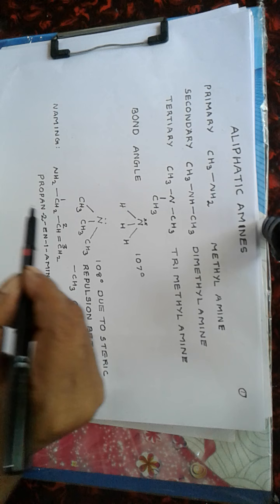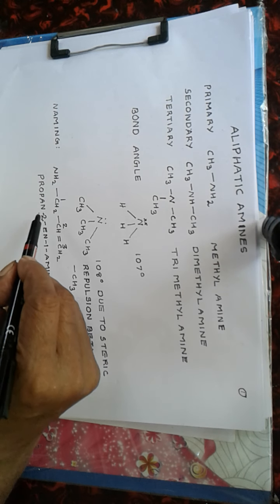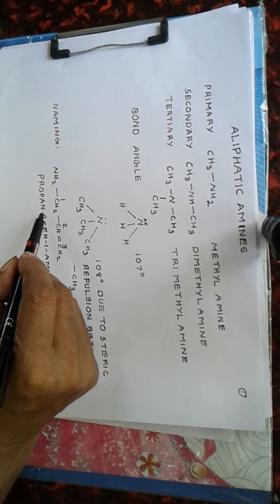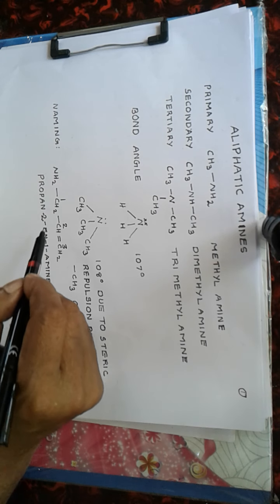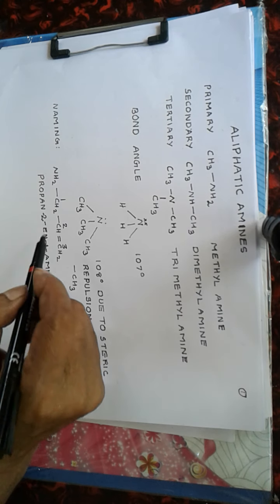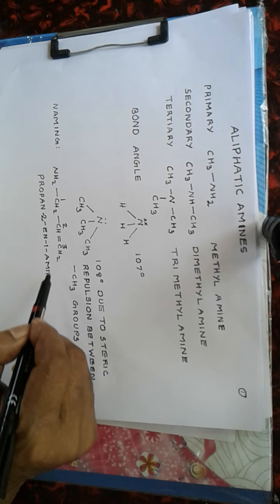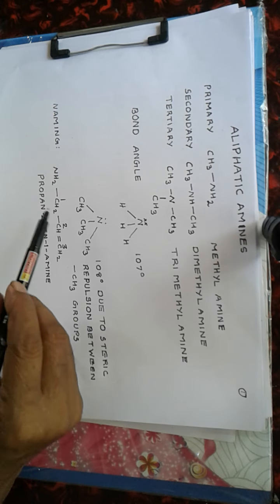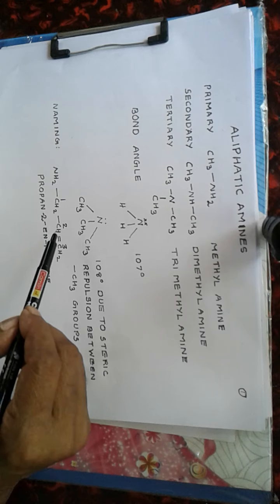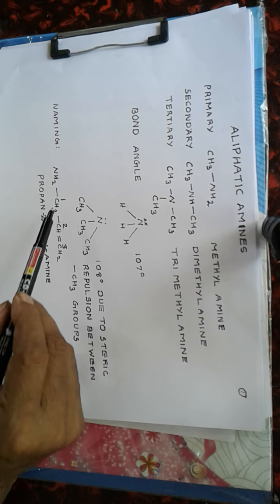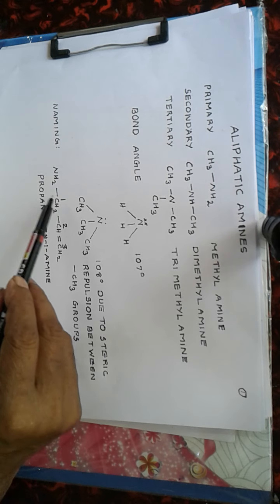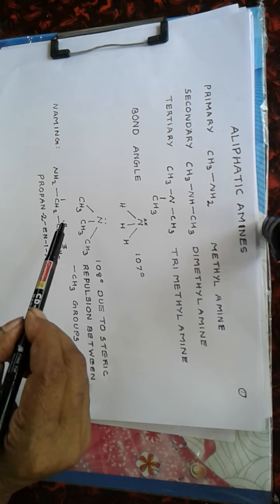Now, naming: the last letter E of the parent hydrocarbon is discarded, and then the suffix amine is included. Now this amine is named as prop-2-en-1-amine. Preference goes to the carbon connected to the amino group.